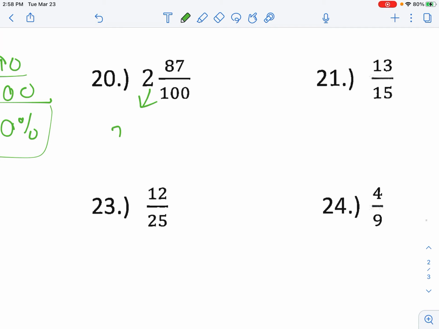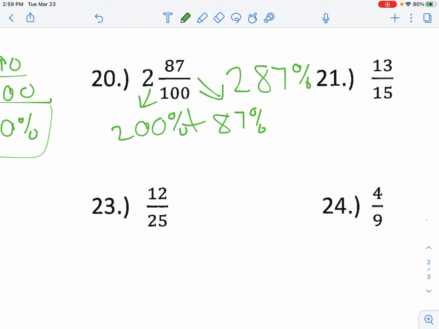The number 2 is 200%. 87 hundredths is 87%. Put those two together, you get 287%.